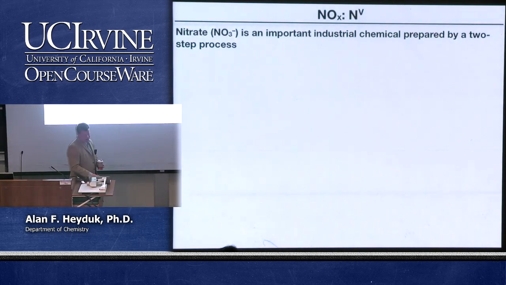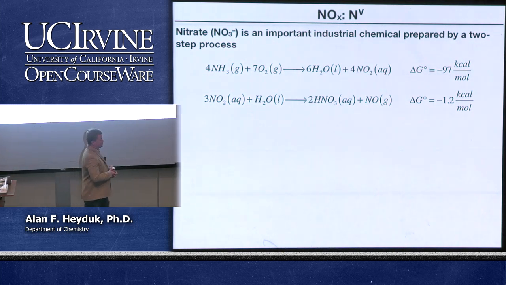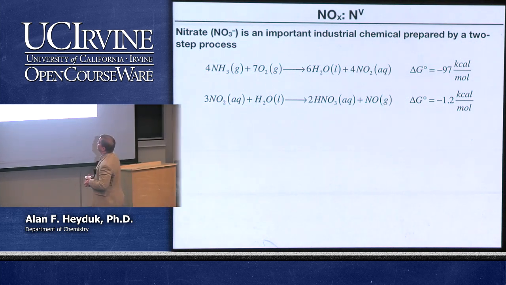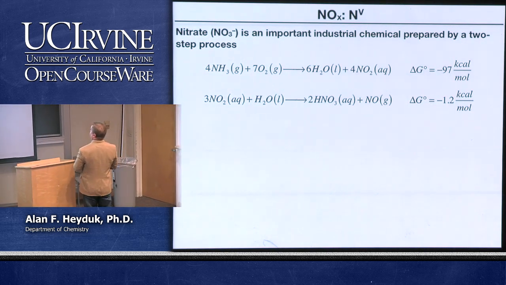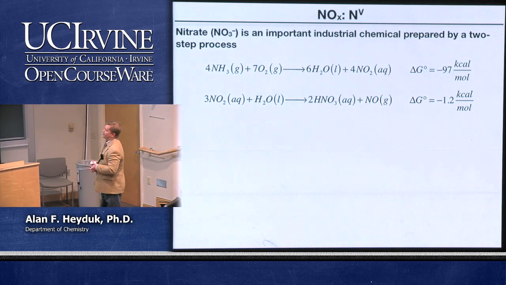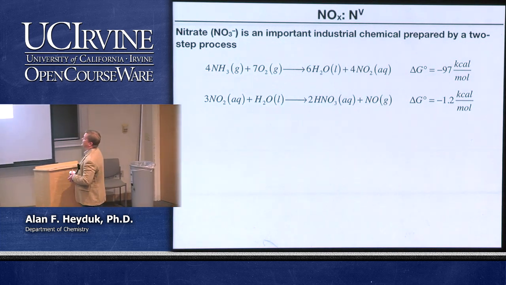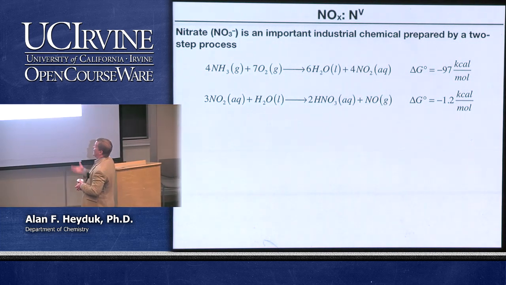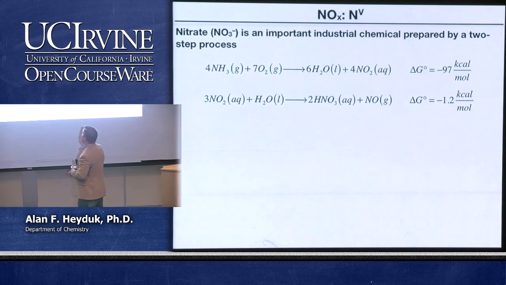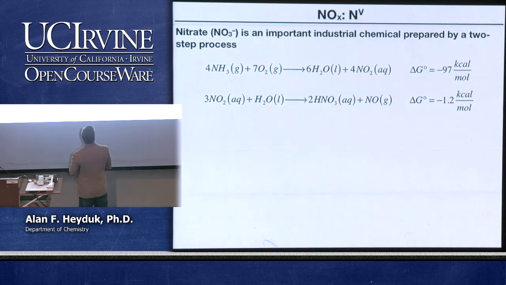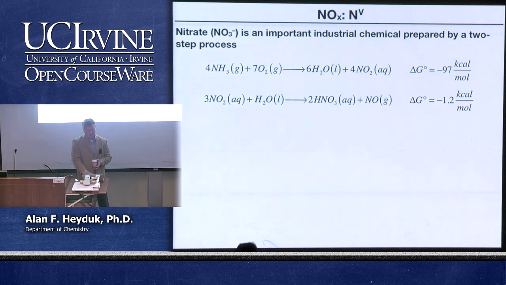We can see why we do this by looking at the thermodynamics. So if we take ammonia and we react it with oxygen, we generate water and 4 equivalents of NO2 (aqueous). That reaction's downhill by 97 kilocalories per mole. Very favorable reaction. We can then take that and basically hydrate it. You can imagine if you have it in water, it's basically hydrating itself to make nitric acid and NO, which we'll talk about in a minute. Again, a favorable reaction, downhill by 1.2 kilocalories per mole.